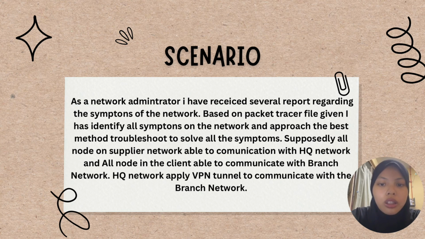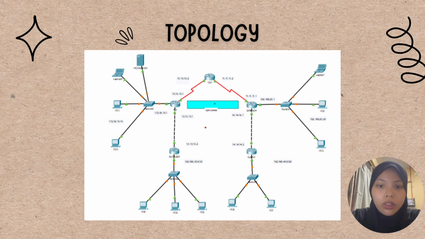Supposedly, all nodes on the supplier network are able to communicate with the HQ network, and all nodes in the client network are able to communicate with the branch network. The HQ network applies a VPN tunnel to communicate with the branch network. So the topology given is like this. The things that I have to troubleshoot are several problems in this topology.